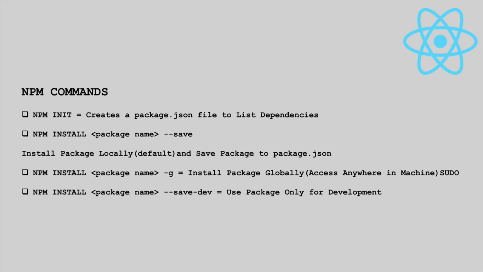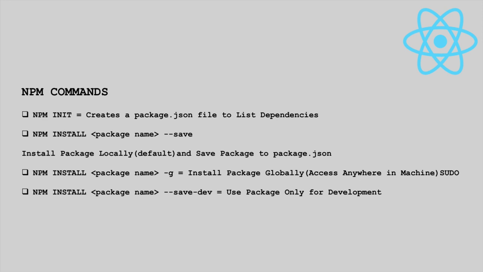We have npm init to create our project manifest file, which will list our dependencies. npm install package name with --save flag will install the package locally and add it to our dependencies. npm install package name with -g flag will install the package globally, so we can access it anywhere on our machine.